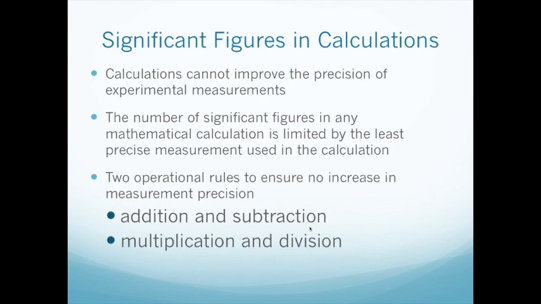So, calculations can never improve the precision of an experimental measurement, and therefore there are rules for carrying significant figures through calculations. As a rule, a calculation is limited by the least precise measurement used in the calculation, and there are two different operational rules that govern this. So there is an addition and subtraction rule and a multiplication and division rule.